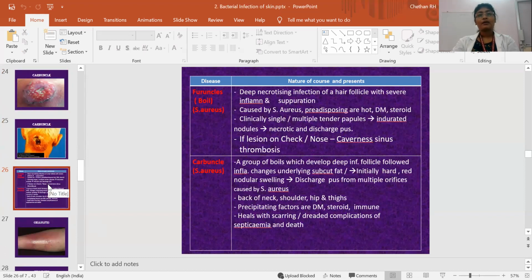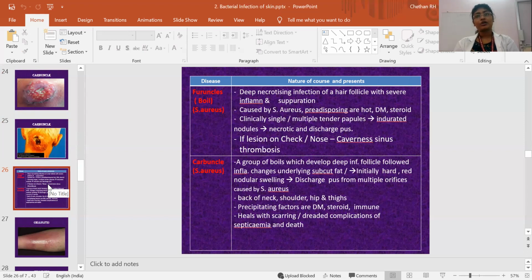Next is furuncle and carbuncle. What is another name for furuncle? It is boils. So boils are also known as furuncles, which are caused by Staph aureus. And here you can see a deep necrotizing infection of a hair follicle with severe inflammation and suppuration. The predisposing factors are heat or diabetes mellitus; steroids also can cause boils.